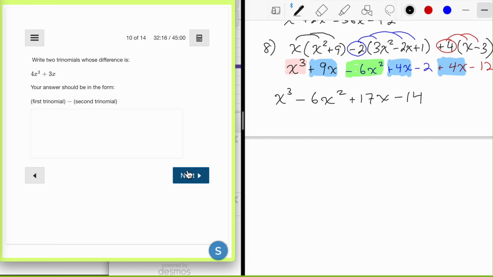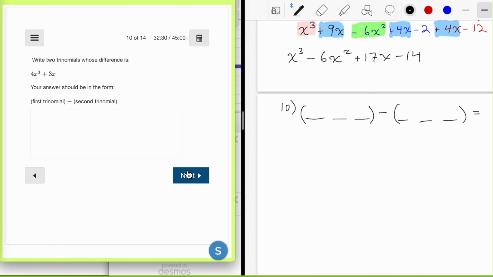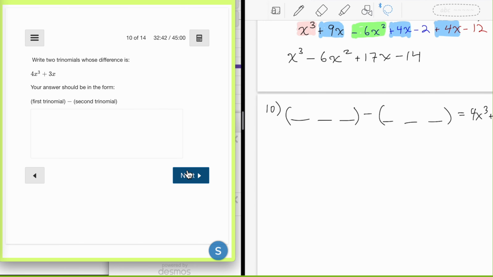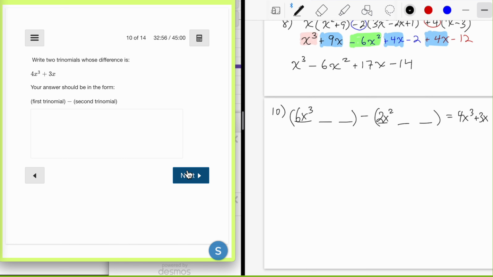All right, so if you looked at this as, well, I got something with 3 terms minus something else with 3 terms, and the answer had to be 4x to the third plus 3x, you have a pretty good framework. For example, I can look at this and say, let me start off with 6x to the third minus 2x to the third. That'll give me 4x to the third.